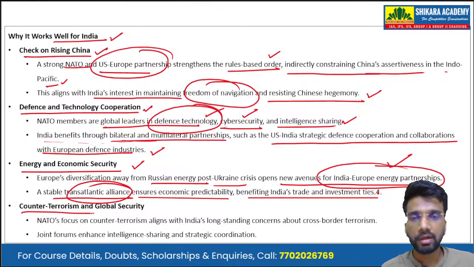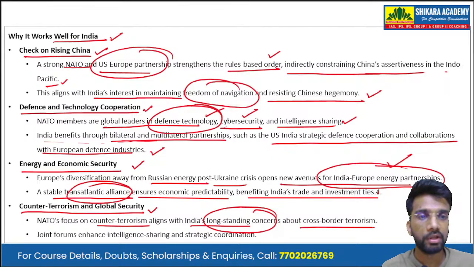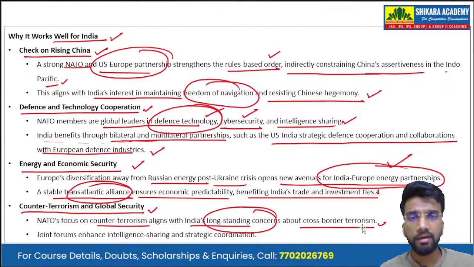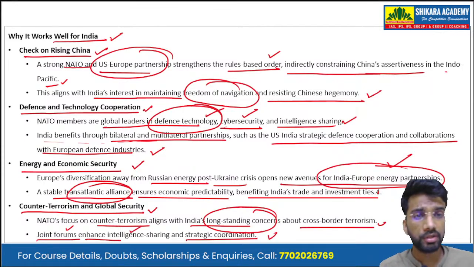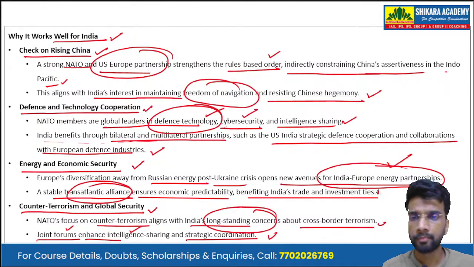Then we have counter-terrorism and global security. NATO's focus on counter-terrorism aligns with India's long-standing concerns about cross-border terrorism. And NATO has joined forums that enhance intelligence sharing and strategic coordination among the members and also other like-minded countries like India.